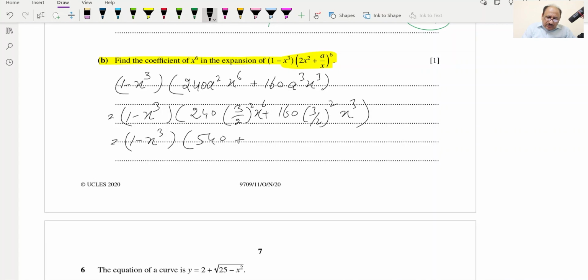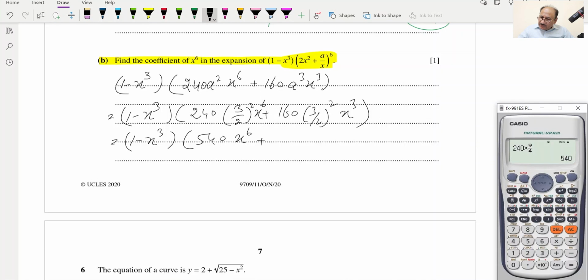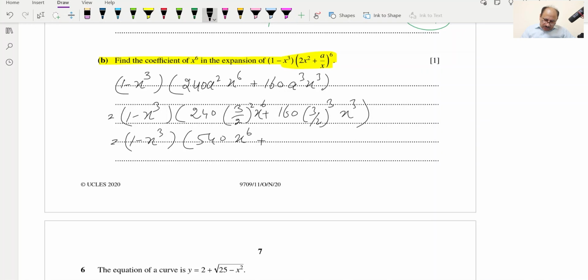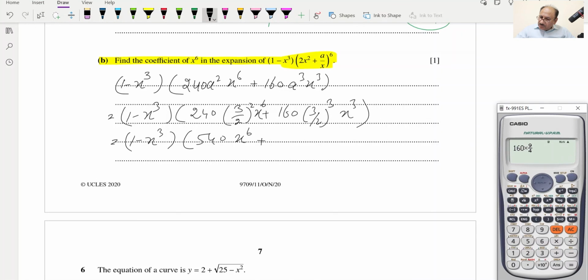So it will be 540 x raised to power 6 plus 160 multiplied by 9/4 multiplied by 9/4, and this is giving us 360. We have made one more mistake. This should be cube over here, so I don't know why we are making so many mistakes. So this will be 27 over 64, resulting in 27 over 8.